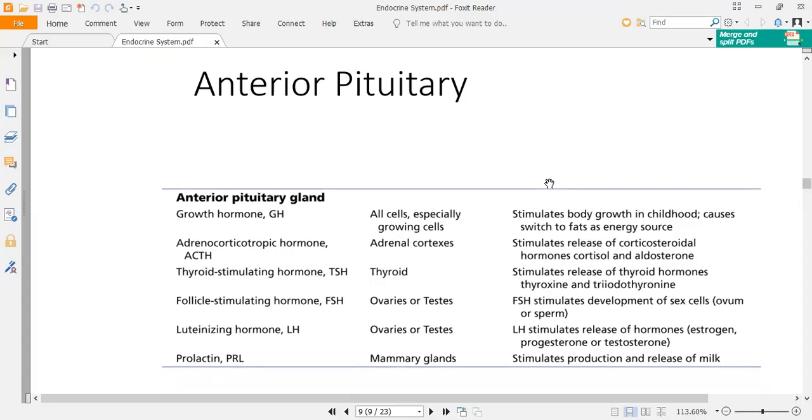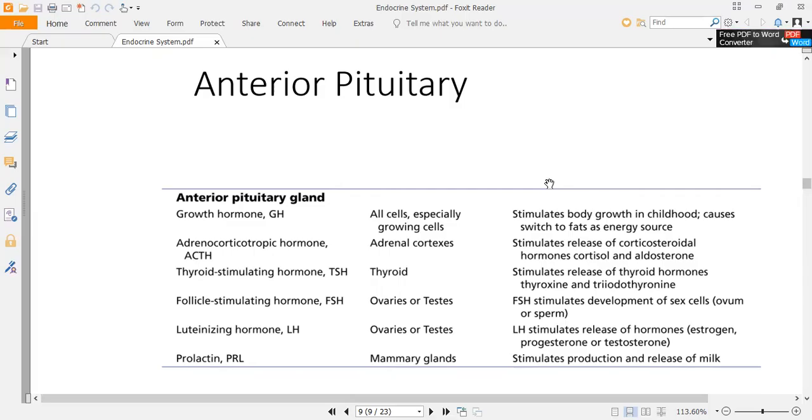So all these, you look at the middle, is talking about the target organ. Growth hormone targets all cells, especially growth cells. Then the adrenocorticotropic hormone targets the adrenal cortex, while the thyroid stimulating hormone targets the thyroid, and the follicle stimulating hormone targets the ovaries and testes, and the luteinizing hormone targets the ovaries and also the testes. Then the prolactin targets the breasts.